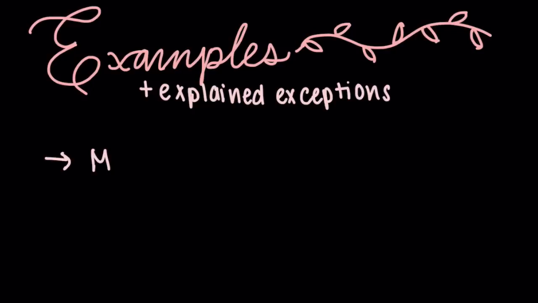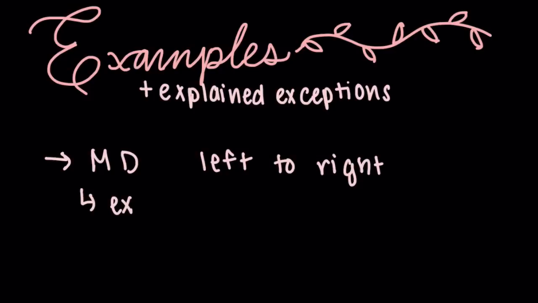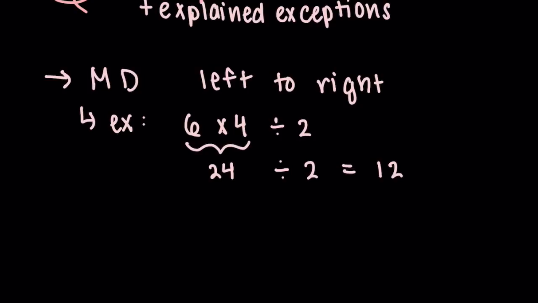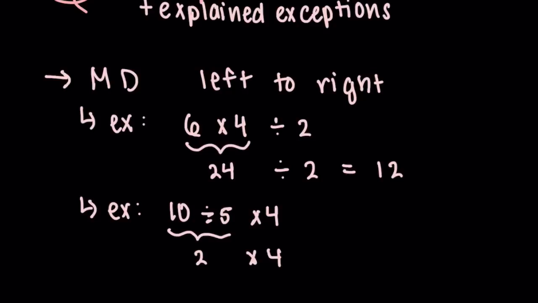When you are calculating an expression or equation where you have both multiplication and division, you work left to right. You would first do 6 times 4, which is 24, and divide that by 2, where you would get 12. Another example of this is if you have 10 divided by 5 times 4. In this case, you would first do 10 divided by 5, where you get 2, and then multiply it by 4 to get 8. Notice in both cases how we worked left to right because we had both multiplication and division in the expression.